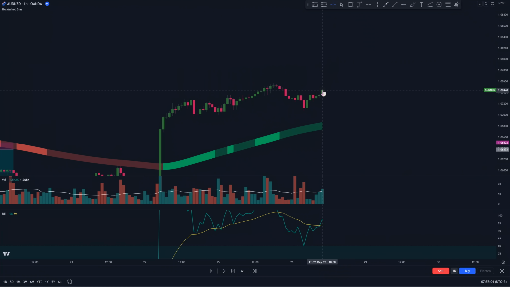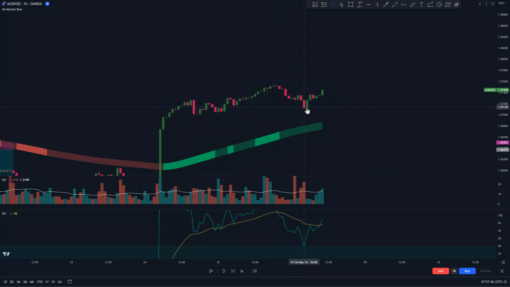The second condition is that during this crossover, the trend ribbon of the market bias indicator should be colored dark green to indicate a pullback in a bullish trend. The reason why this crossover needs to happen during a pullback is because it's going to allow us to enter our trade at a discounted price.